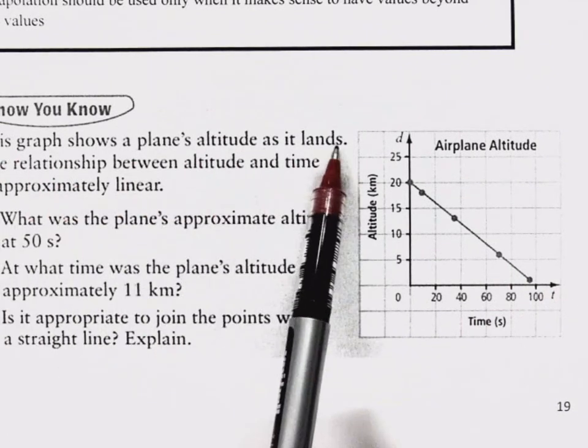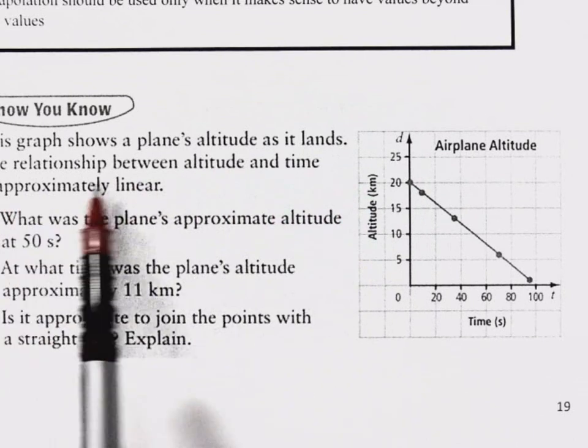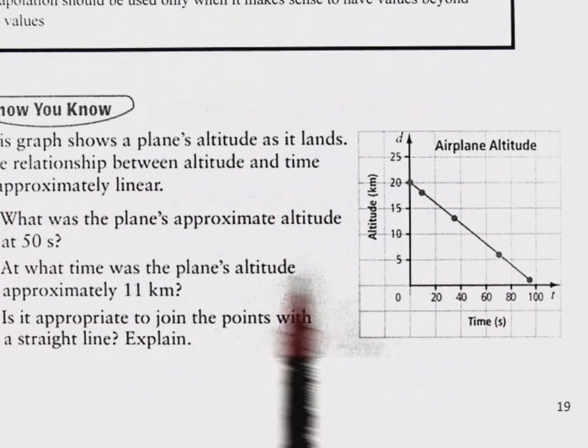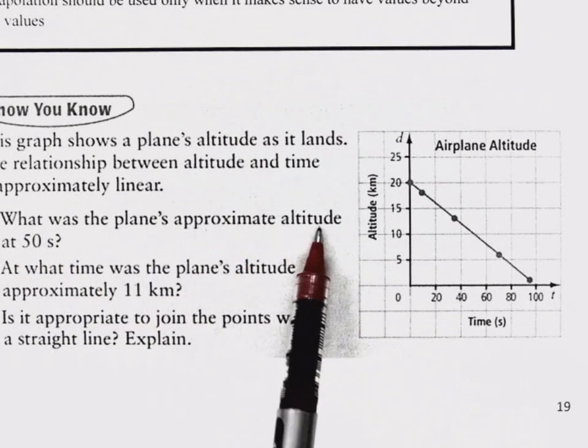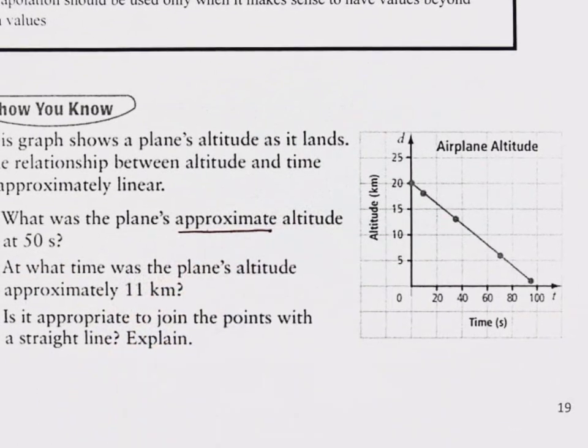This graph shows the plane's altitudes. Oh, look, as it lands. The relationship between altitude and time is approximately linear, so it's going to be an approximate straight line. What was the plane's approximate altitude? That's a good giveaway that we're going to be doing an estimate. It doesn't have to be exact, but it's got to be pretty close, and it has to be educated. You can't just make random numbers. So what was the plane's approximate altitude at 50 seconds?